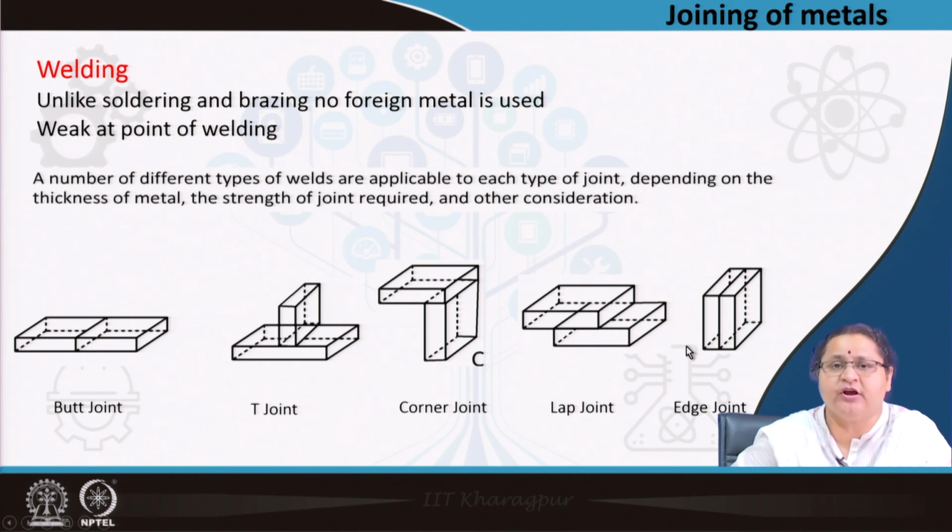This is a lap joint, which overlaps with the other member, and this is an edge joint. These two items are joined together to even increase the thickness. All these are possible with soldering, brazing as well as welding, and you can see these are quite similar to your wood joinery.